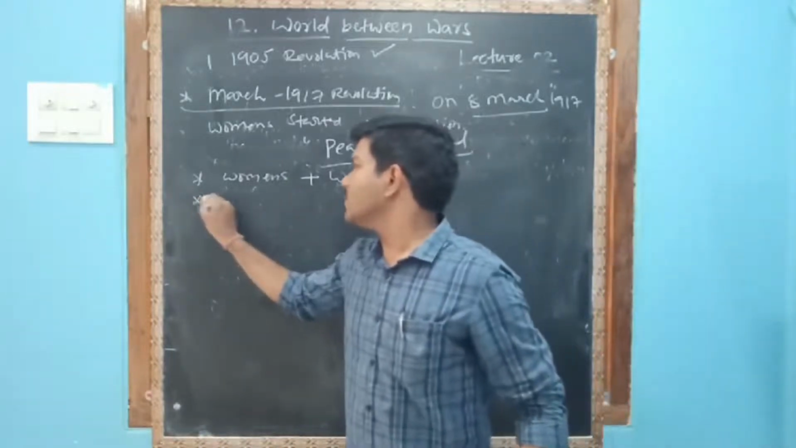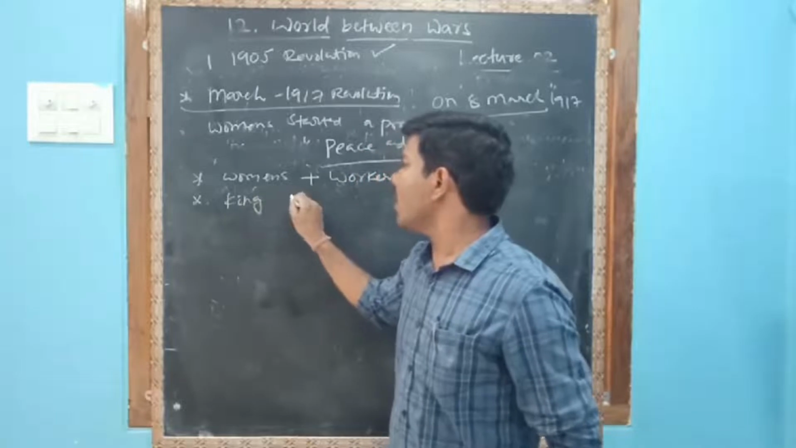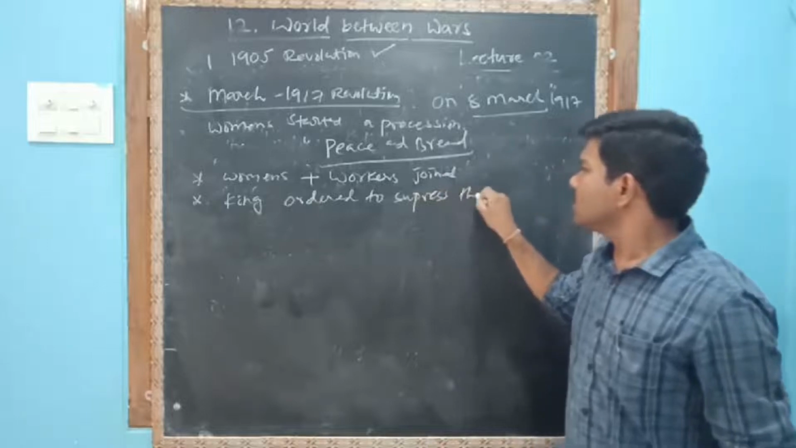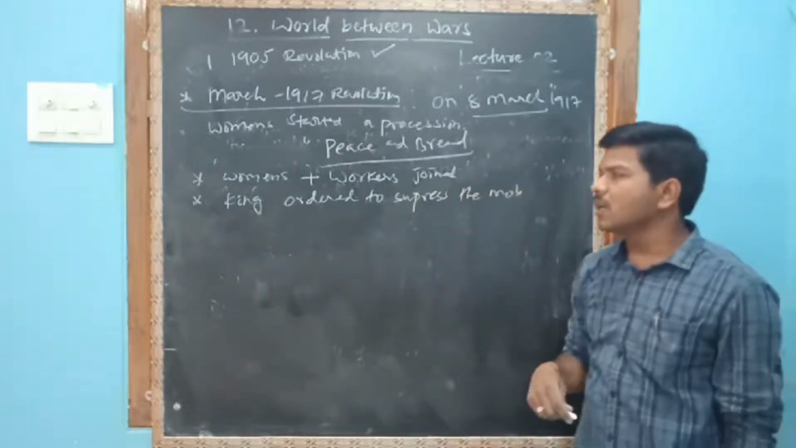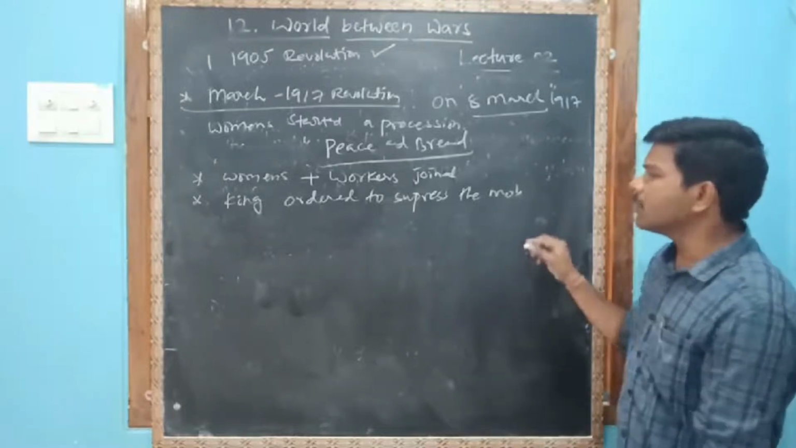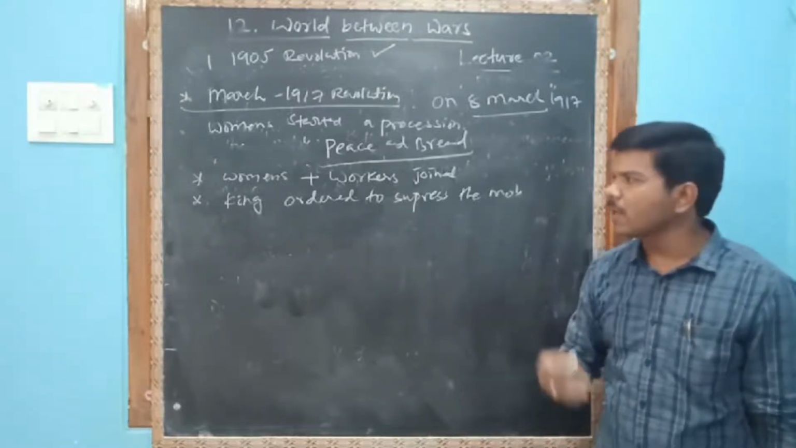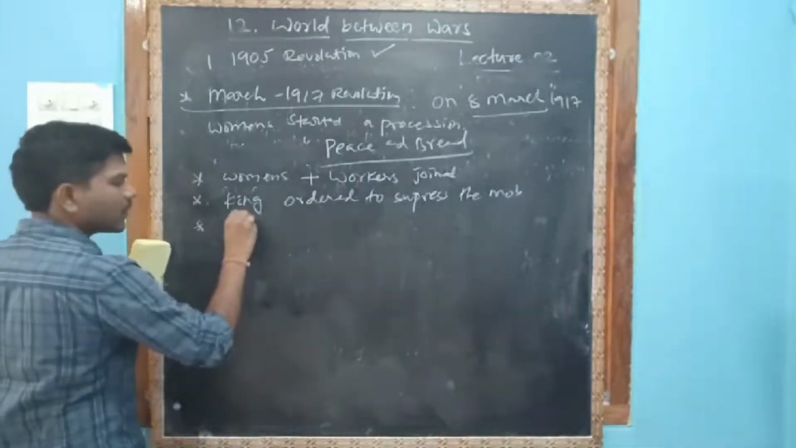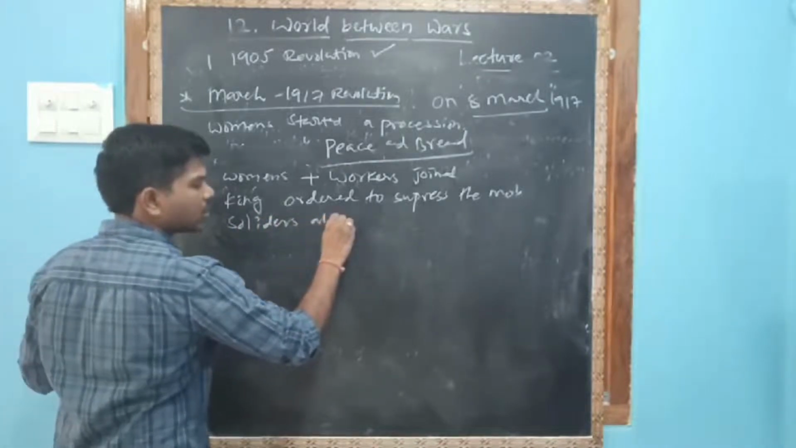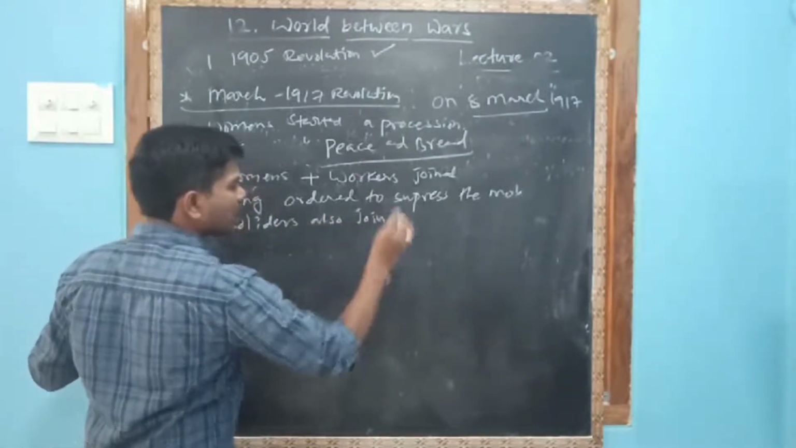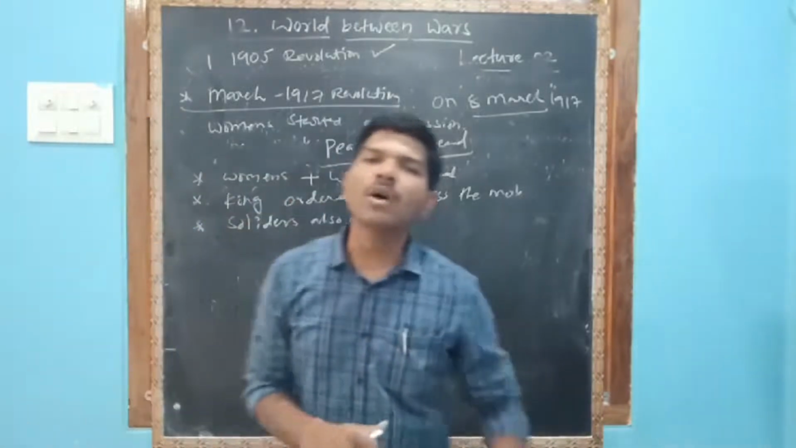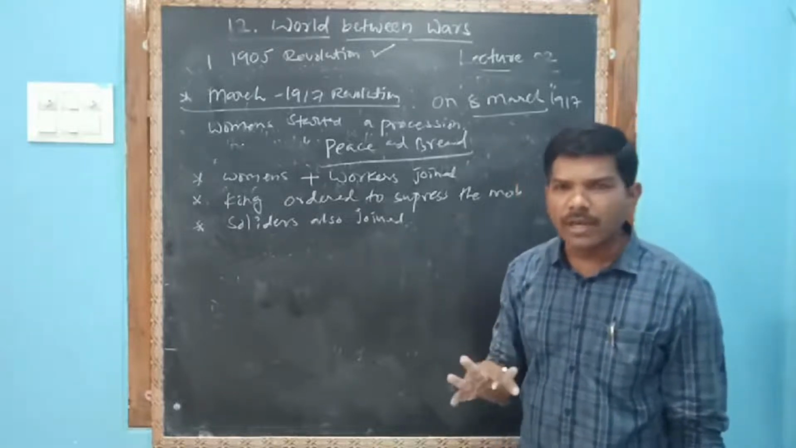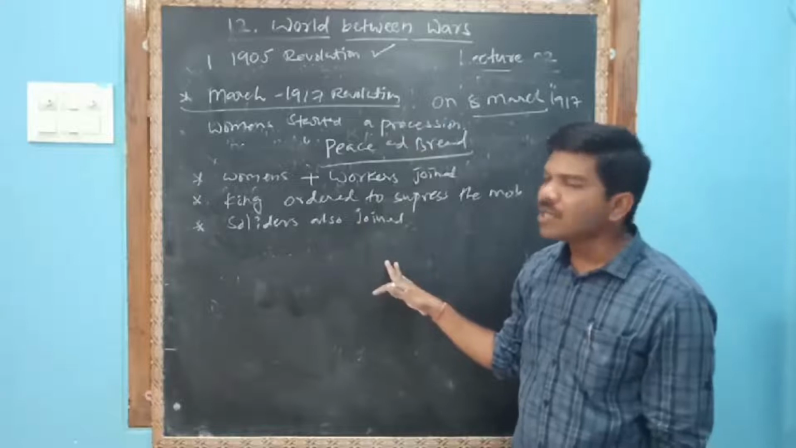The king ordered the soldiers to suppress the mob, but later the soldiers also joined it. Soldiers also joined it, and finally the king fled away. He left the throne. Tsar Nicholas fled away. So this revolution is known as the March Revolution.